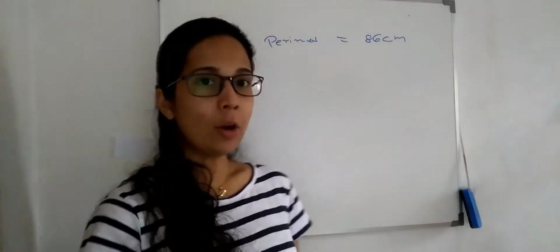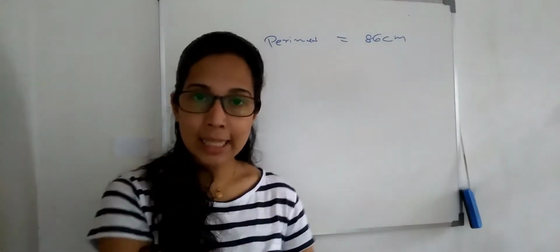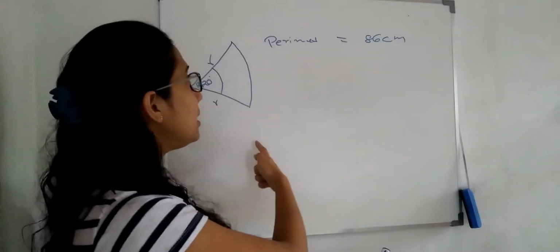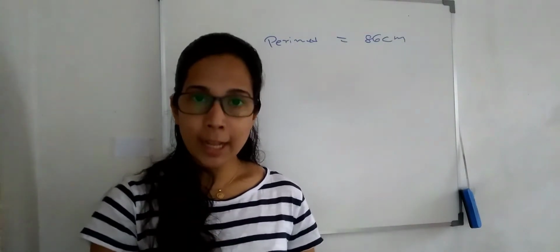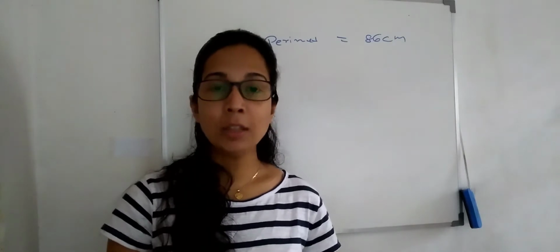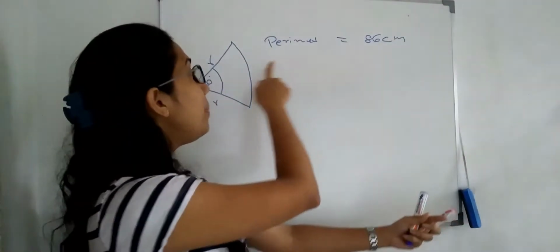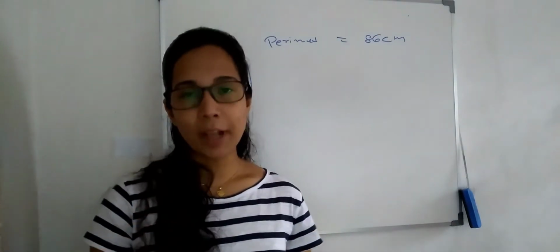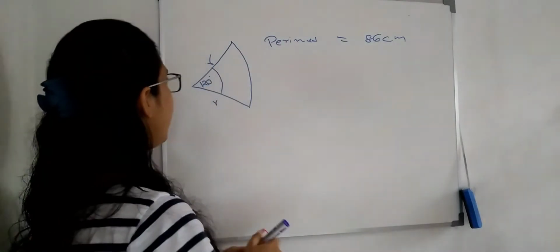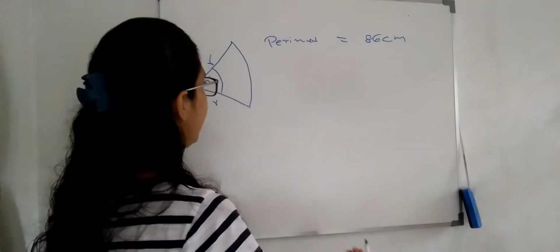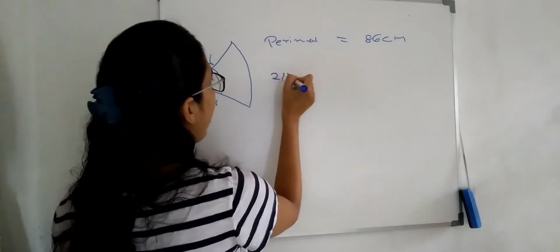So we know how to find the perimeter of a sector, and in this case we know what the perimeter of this sector is, right? Therefore we can make an equation, because we know how to find the perimeter and we know what the perimeter is as well. So let's make an equation. How to find the perimeter of a sector? We know 2πr.